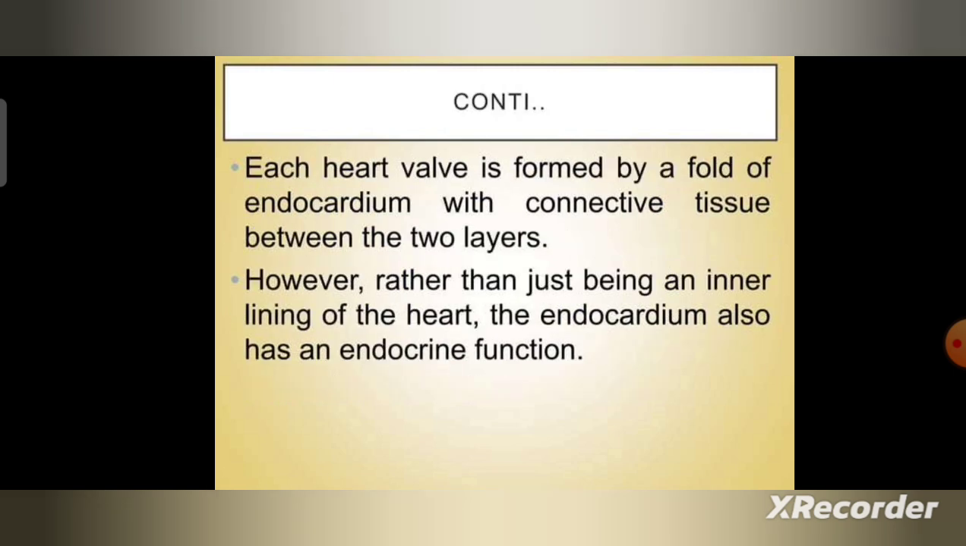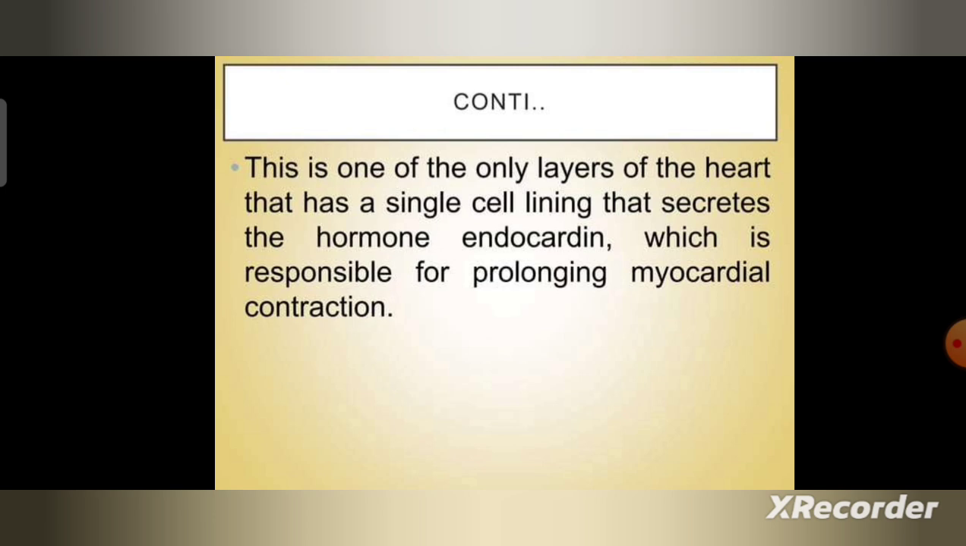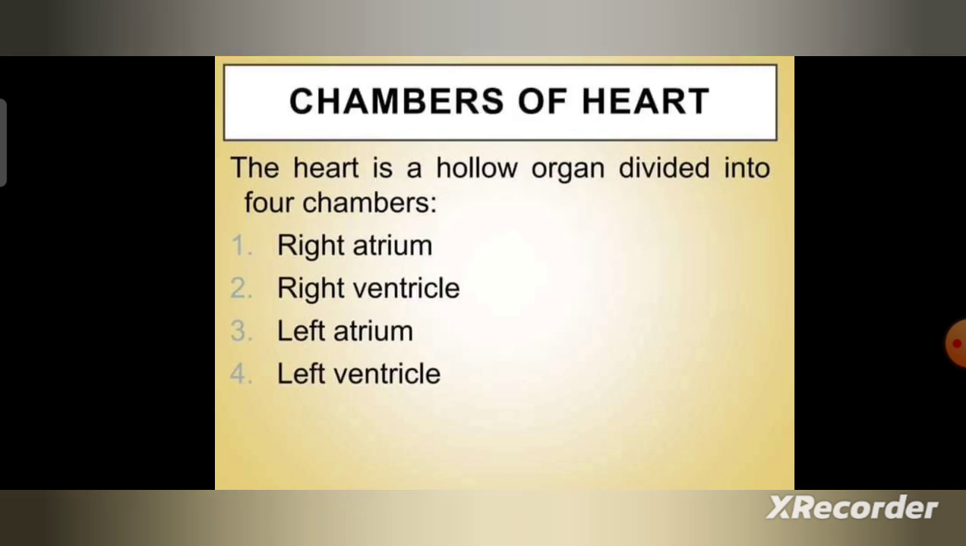Each heart wall is formed by a fold of endocardium with connective tissue between the two layers. However, rather than just being an inner lining of the heart, the endocardium also has an endocrine function. This is one of the only layers of the heart that has a single cell lining that secretes the hormone endocardin, which is responsible for prolonging myocardial contraction.